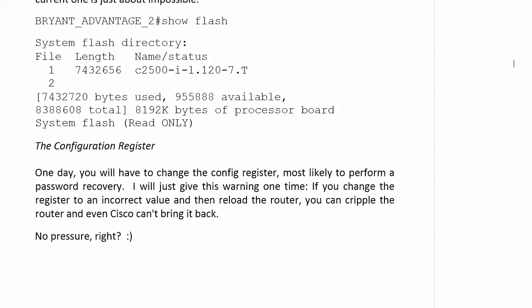And here's a warning I just want to give you one time. If you change the register to an incorrect value and then reload the router, you can actually disable the router to the point that Cisco can't bring it back. But there's no pressure. So when you read this the first time, it's like, oh yeah, this is something that I am really, really anxious to start working with.